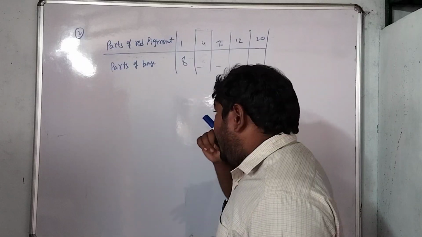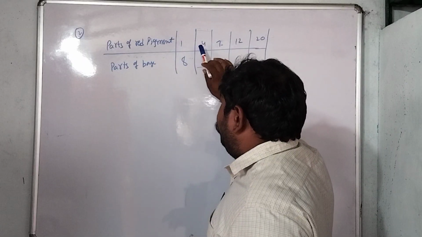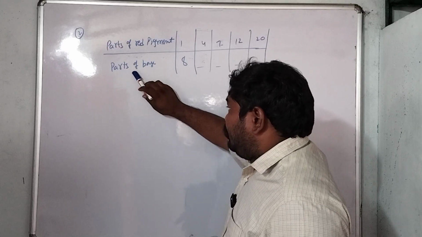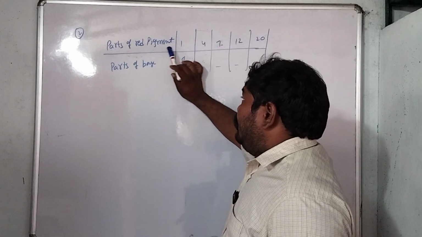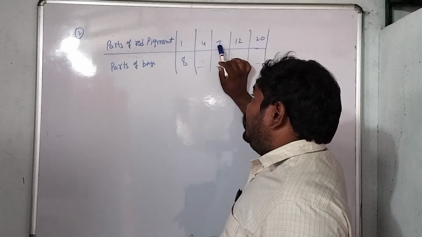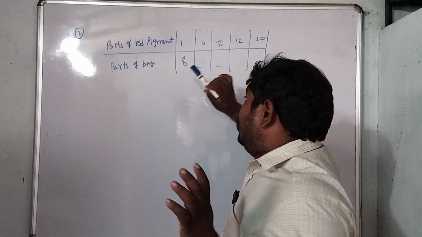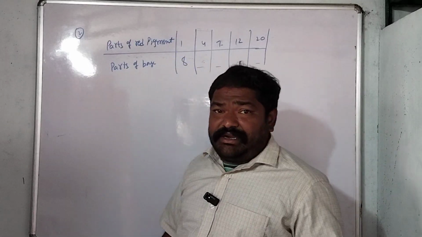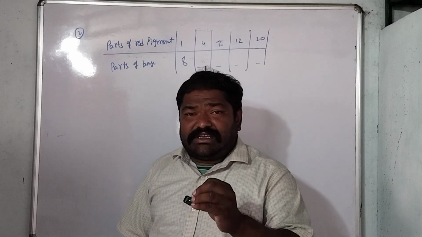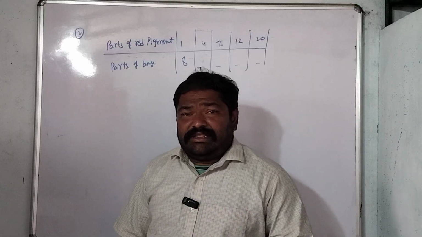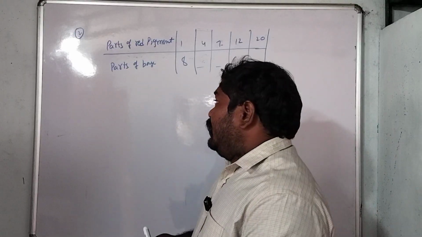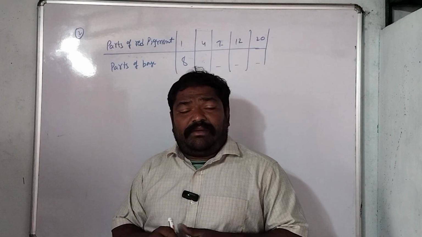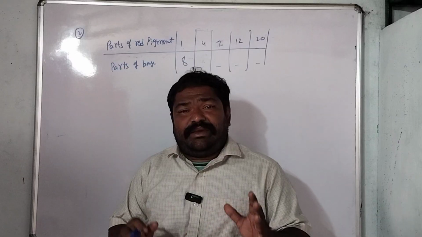How many parts of base should be added for 4 parts of red pigment, as well as 7 parts, 12 parts, and 20 parts of red pigment? They have given the first one only: for one part of red pigment we have to add 8 parts of base.